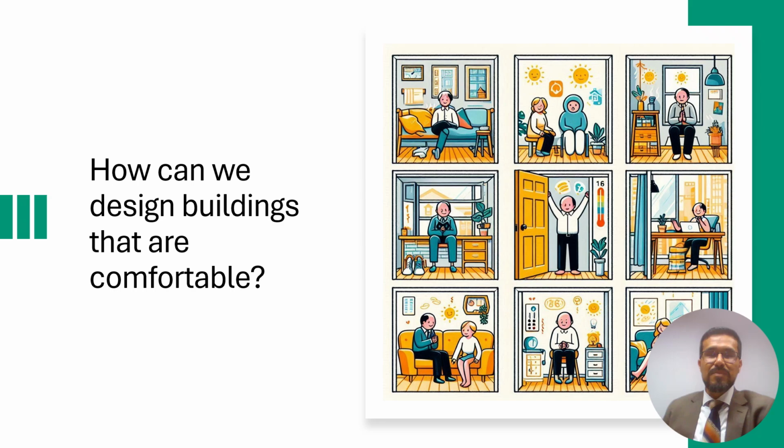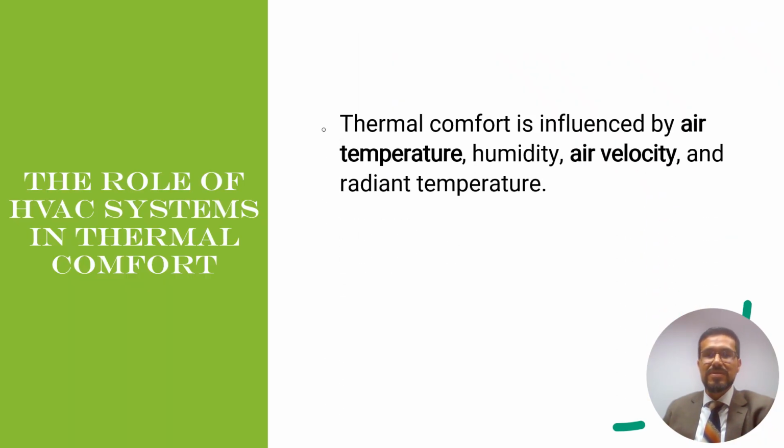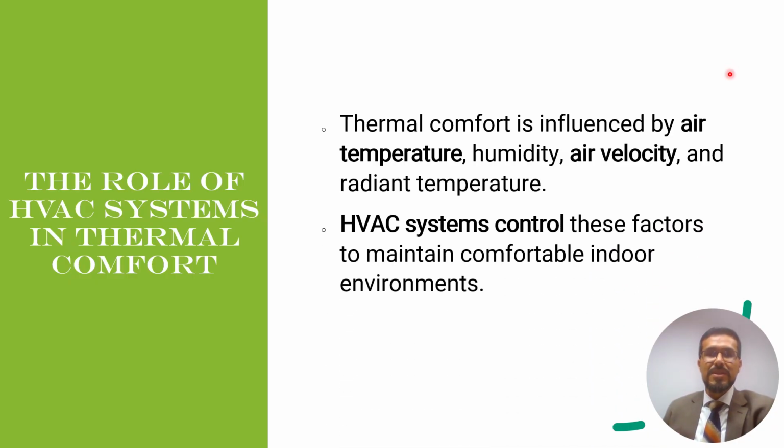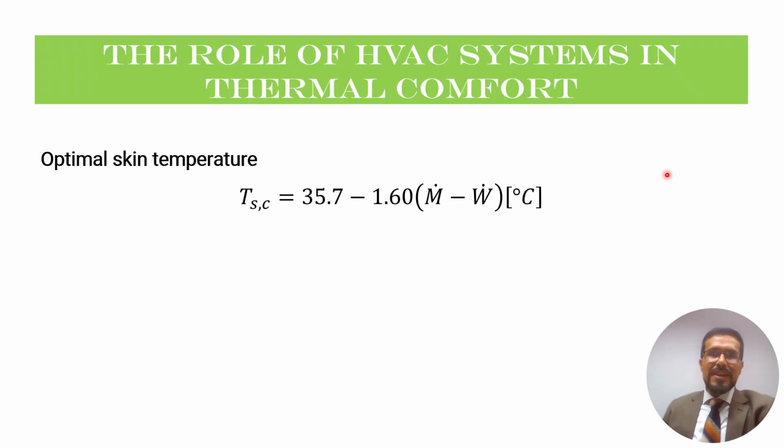So in this lesson we're going to learn how we can create environments that satisfy at least 90% of occupants in a building. So the role of HVAC systems in thermal comfort is that thermal comfort is influenced by air temperature, humidity, air velocity, and radiant temperature. And with HVAC systems, the most important two parameters that we are going to control are the air temperature and the air velocity. From these parameters, researchers have developed different equations based on empirical and laboratory evidence.